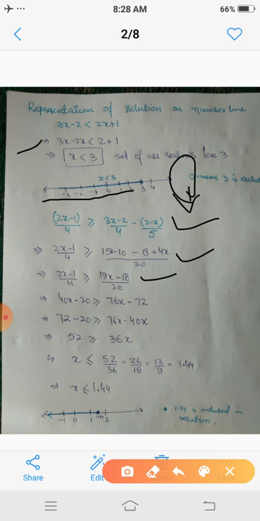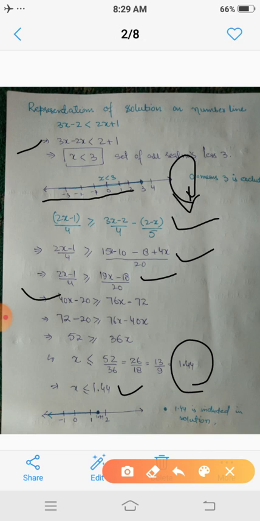By cross multiplication, it is 20 into 2, that is 40x minus 20 is greater than or equal to 76x minus 72, which implies that 72 minus 20 is greater than or equal to 76x minus 40x, which is 52 greater than or equal to 36x, or x less than or equal to 1.44. So this means that the set of all real numbers which are less than or equal to 1.444 is the solution set of this linear inequality.